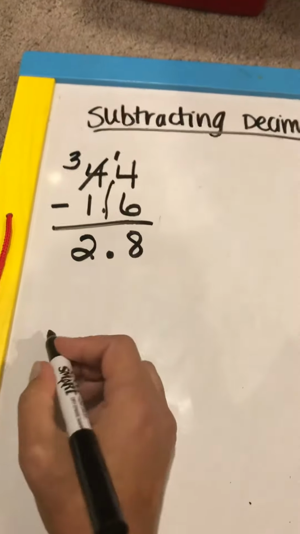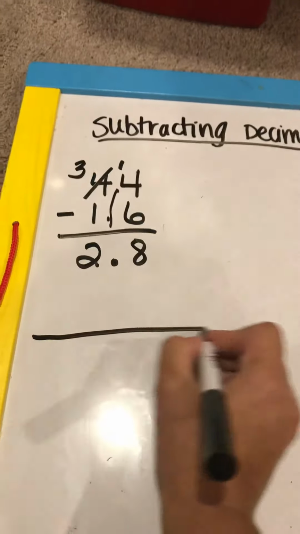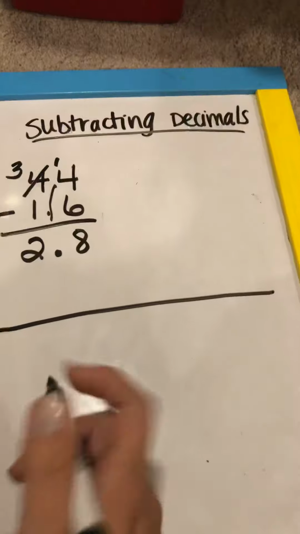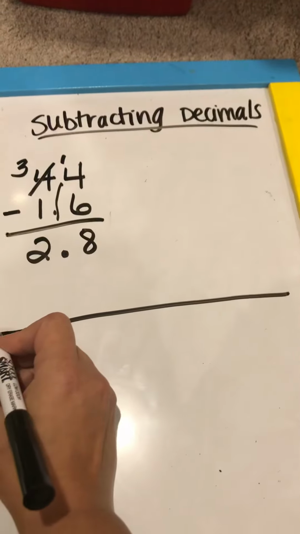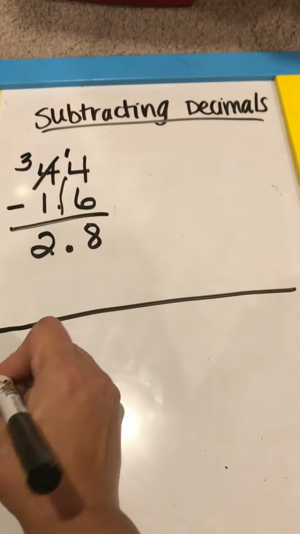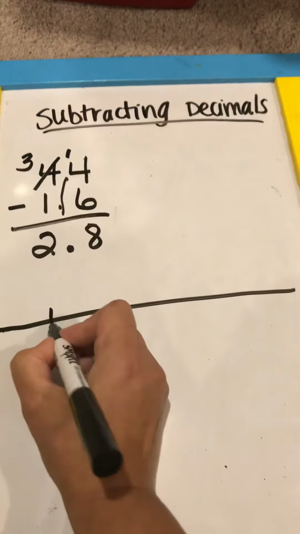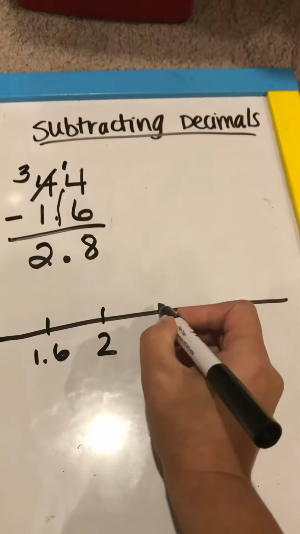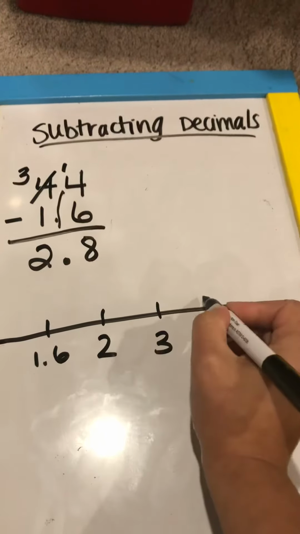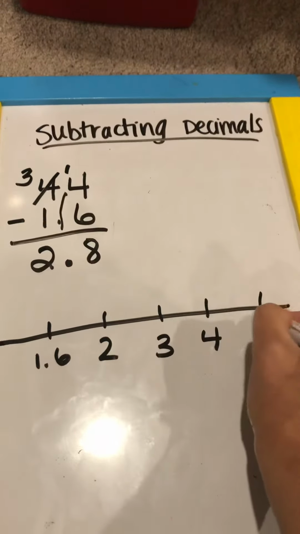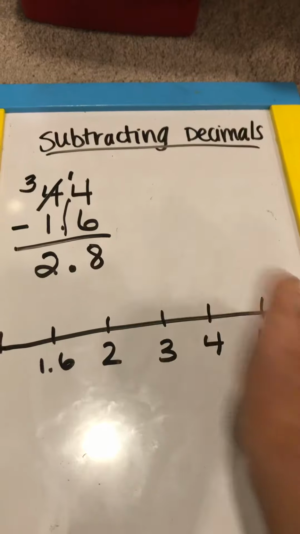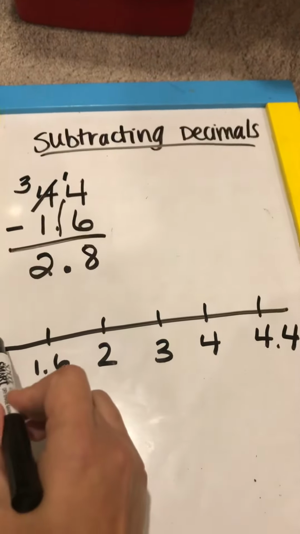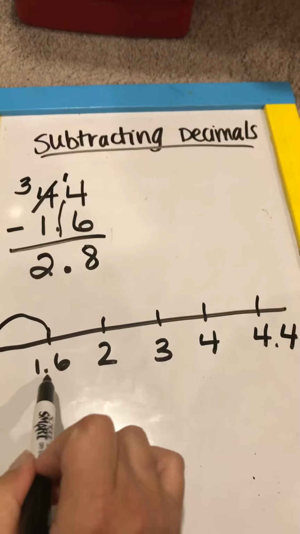Another way that you can do this is with a number line. This way works well with smaller numbers. It is a little bit trickier with higher or larger numbers. So I'm going to have a 1 here and 1.6. And then I'm going to say 2 is the next really nice easy number, and then 3, and then 4, and then 4.4, which is my larger number here. So I'm going to start at 1 and skip up to 1 and 6/10.